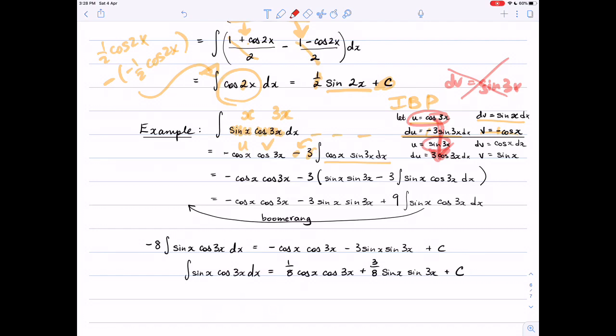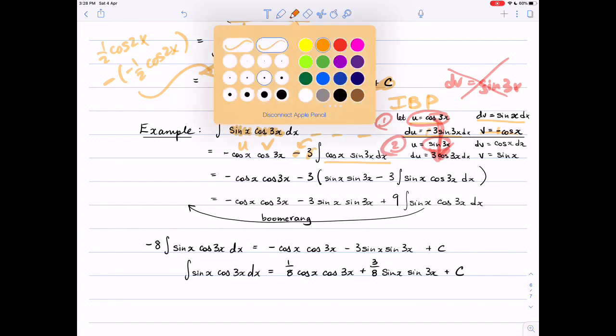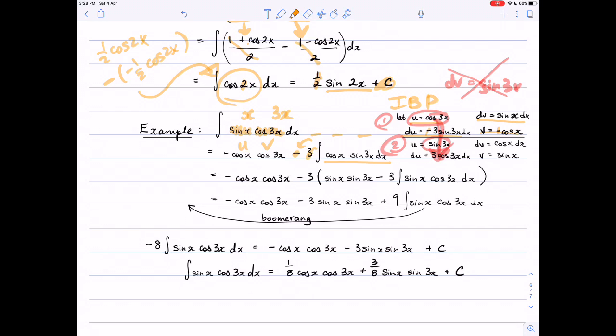So you reapply integration by parts, right? Here's one time, here's the second time. So you reapply integration by parts. You're going to get this. Be sure to open a bracket so that your constant outside can then be multiplied through afterwards. You will notice that you get the same antiderivative here that is going to boomerang onto the other side.